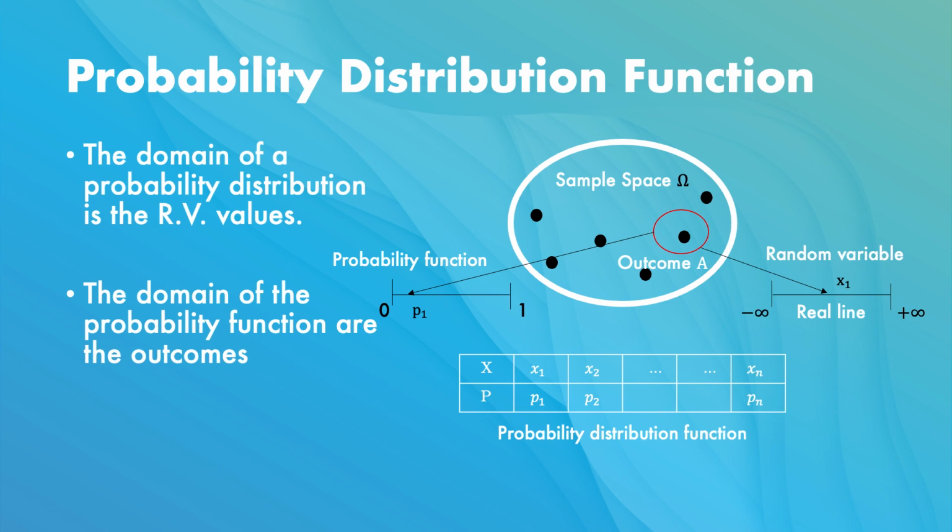So we have these two similar ideas, the probability function and the probability distribution function. What is the difference? The probability distribution function comes from the random variable values in the real line, and in turn the domain of the probability function are the outcomes itself, so before the random variable is applied. So it's essentially the probability distribution, it's basically the table that is shown here. So it correlates the x of n with the probabilities that are given by the probability function.